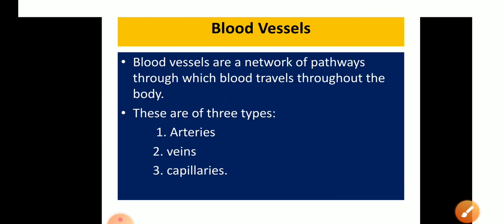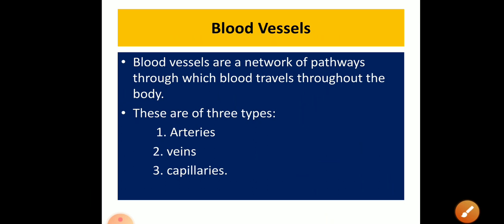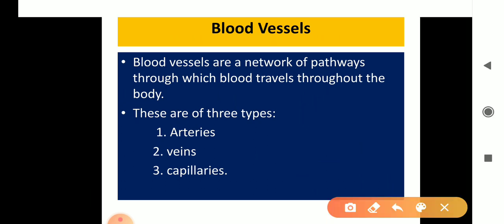Okay. Now next is the third component of the circulatory system. It is the blood vessels. Now, what are the blood vessels? Blood vessels are a network, or we can say a pathway, through which blood travels through the body. These are of three types. Number one, arteries, then veins, and capillaries. Once again, what is a blood vessel? It is a network, a pathway through which blood flows. Three types: arteries, veins, and capillaries.